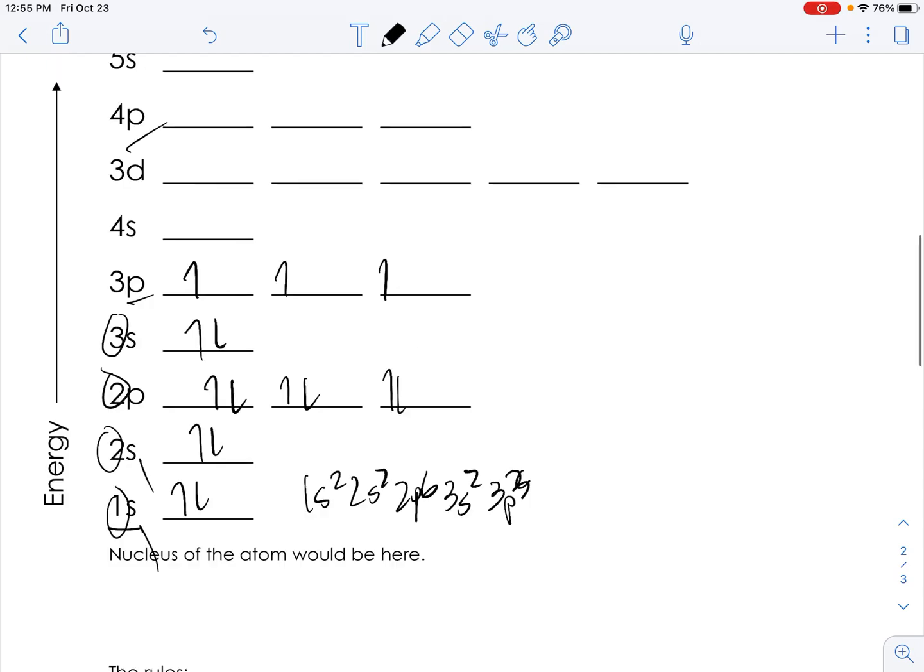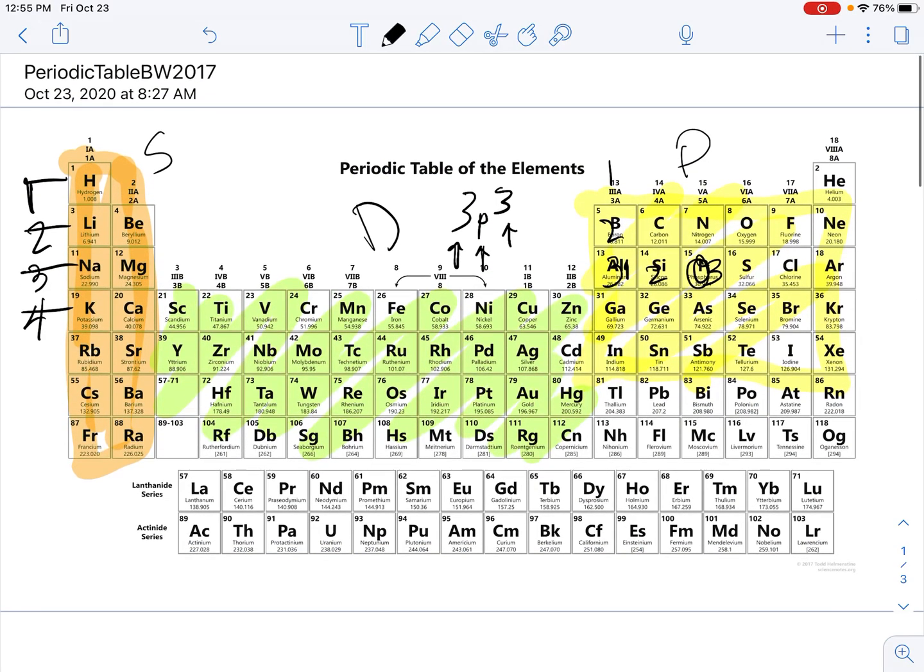So the chart is connected to the periodic table in that way, where each spot corresponds to, and each row corresponds to an energy level, and each section, the yellow, green, and the orange, corresponds to like what it's going to end in. Let me erase this entire thing.